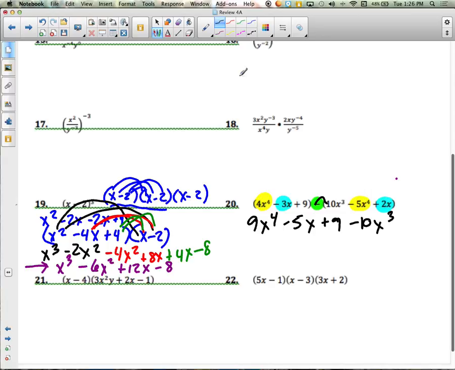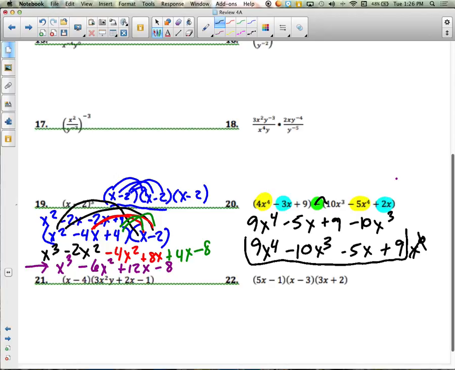And then we like to write this in decreasing order of exponents, so from largest to smallest. So I'm going to rewrite this as 9x to the fourth, and then we have the minus 10x cubed. Then we have minus 5x and plus 9. So the order is x to the fourth, x to the third. There is no x squared, and then it goes to x to the first, and this 9 would be x to the 0 power. But anything to the 0 power is 1, we ignore that. So this is your final answer.